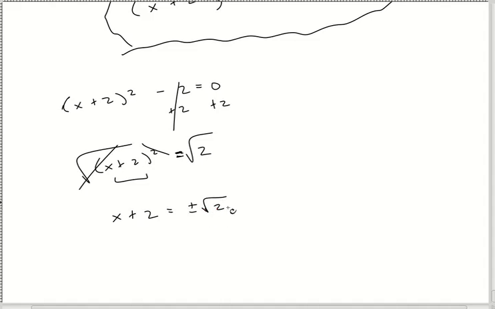Now, there's no simplifying a square root 2. It's just 1.414, blah, blah, blah. So it's just a never-ending decimal here. We're going to leave it in exact form. I want to solve for x. I want to get x by itself. So I'm going to minus 2 on both sides. Make sure that square root ends there. And this actually is your answer.